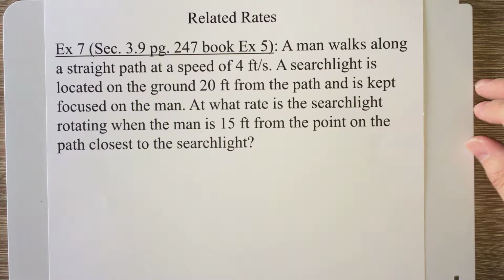Let's see, example 7. A man walks along a straight path at a speed of 4 feet per second. A searchlight is located on the ground 20 feet from the path and is kept focused on the man. At what rate is the searchlight rotating when the man is 15 feet from the point on the path closest to the searchlight?